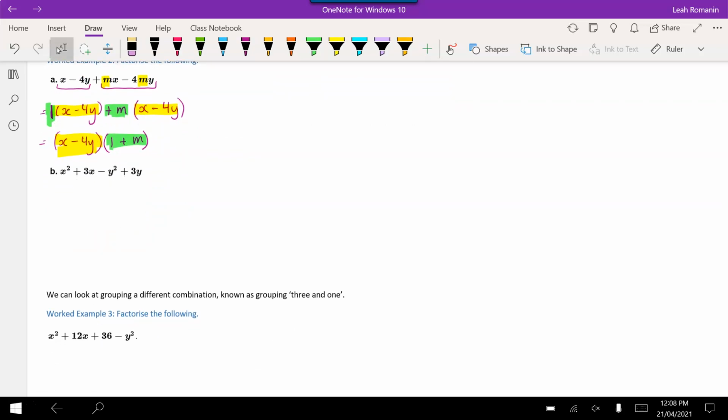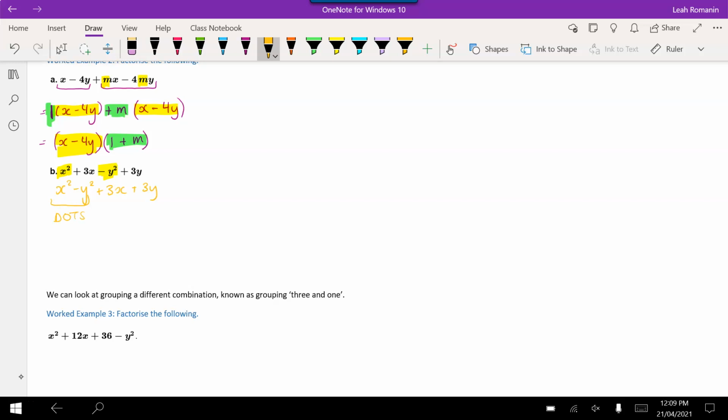Okay, now looking at B, I have x squared plus 3x minus y squared plus 3y. So first what I'm going to do here is I'm going to recognize that I have a squared number minus a squared number. So I can actually do my difference of perfect squares with these two. So rearranging this so they're next to each other and it works out nicely. These are my difference of two squares.